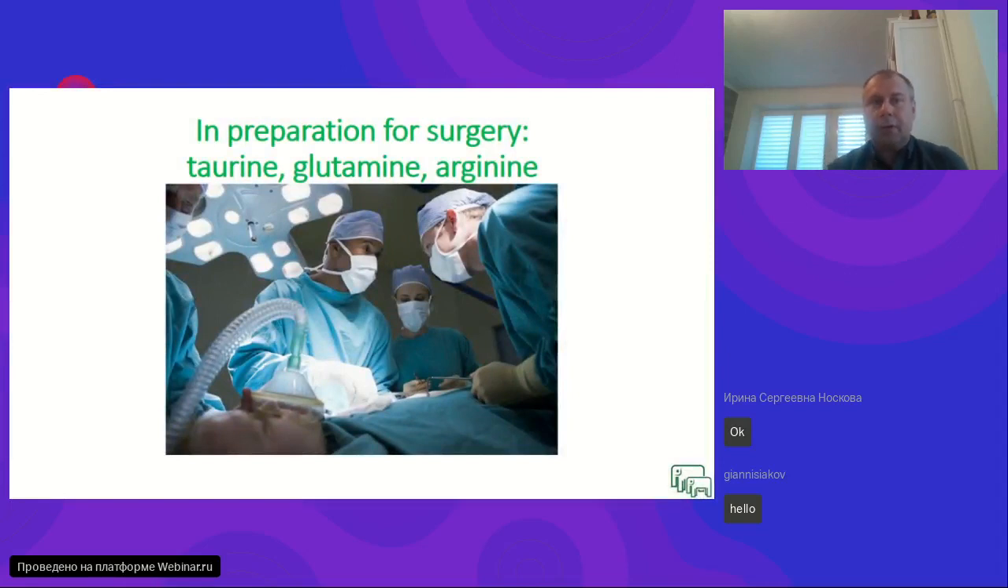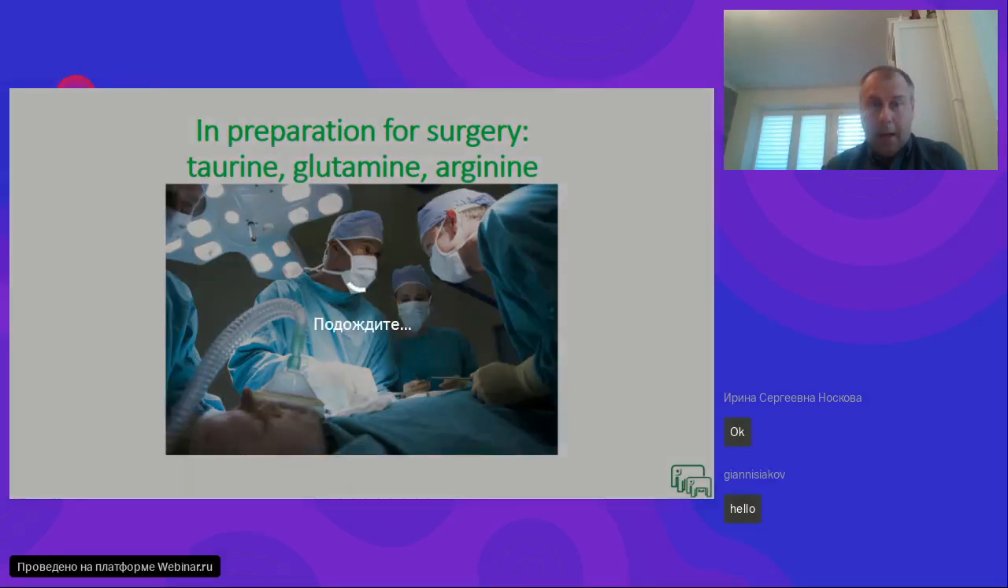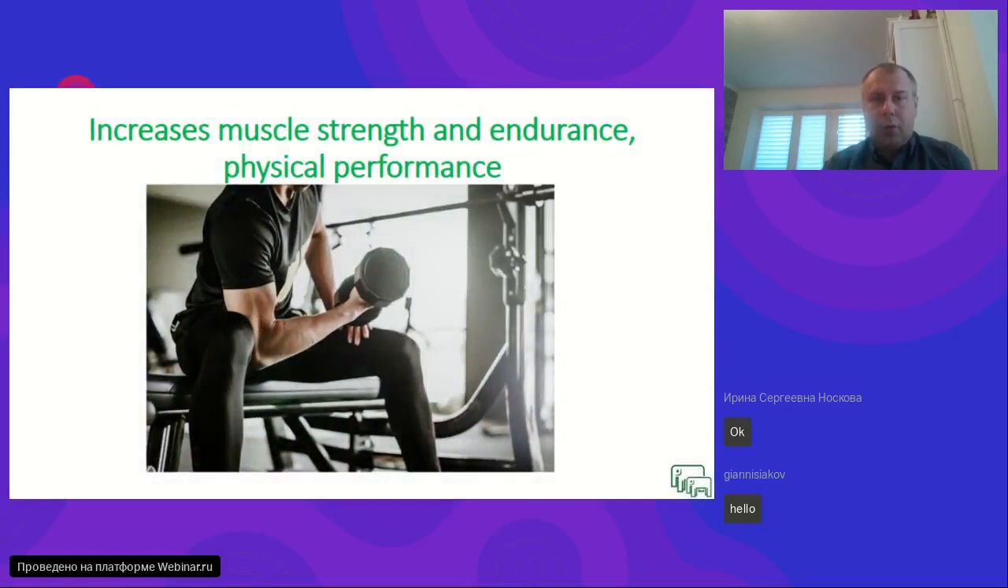And we use 3 amino acids, taurine, glutamine, and arginine, in preparation for surgery. And we see that under the usage of these amino acids, the process of healing of post-operated wounds became faster and more fluent and without any complications. Also, we can use taurine for increase of muscle strength and endurance during physical performance, to help a person to increase muscle strength and endurance.